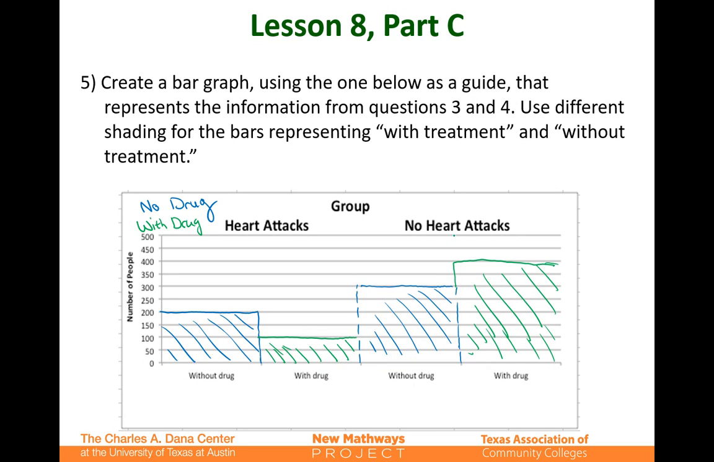We would like this green bar to be all the way up to 500, so that nobody in our group has a heart attack. But you can see we had a reduction in heart attacks and an increase in the people without heart attacks. I would say for people in this group, reducing heart attacks by 100 people out of 500 would be very good.